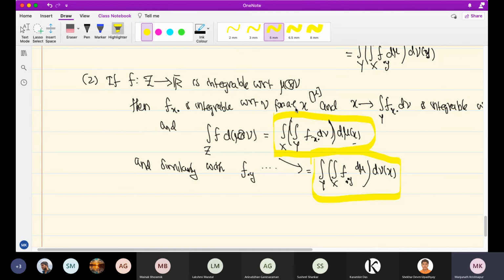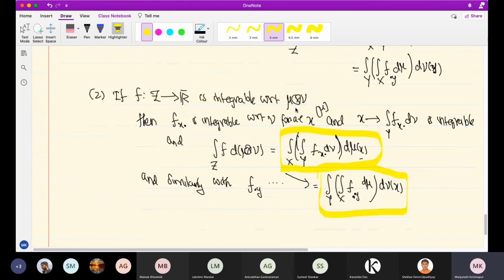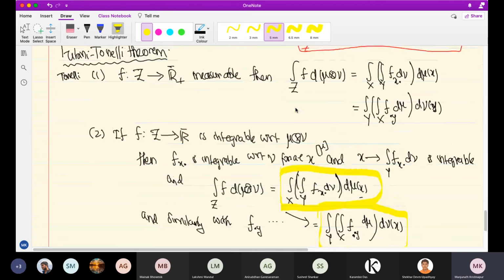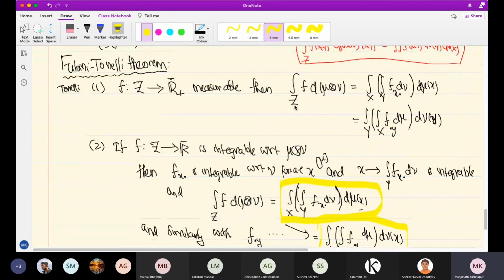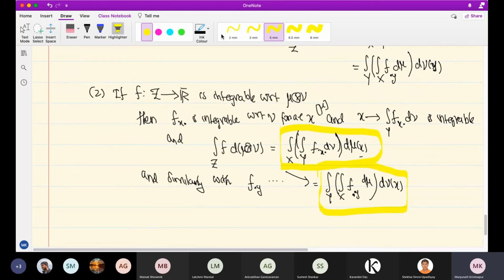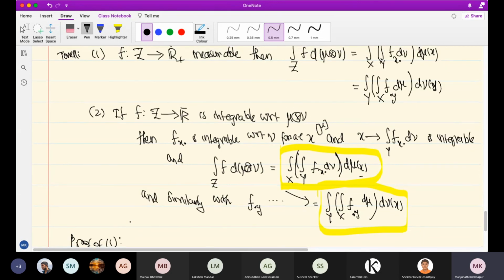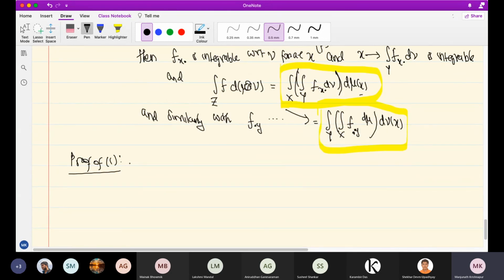Okay, so you don't have a hypothesis in terms of the individual integrals which guarantees that sort of thing. Okay, the proof is actually somewhat simple. I'll just provide you the proof of one. Two follows from one fairly easily. So let me just give you the proof of one. It is quite simple.